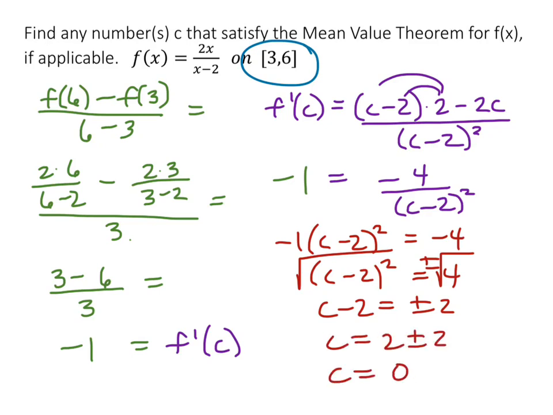2 minus 2 is 0, and 2 plus 2 is 4. And the only value within this interval that we can consider is the value of c, which is 4. 0 is not within that closed interval, so we cannot consider it. We only have the conditions satisfied on that closed interval from 3 to 6. So the only value of c here, where the slope of the instantaneous rate of change equals the average rate of change, is the value of 4.